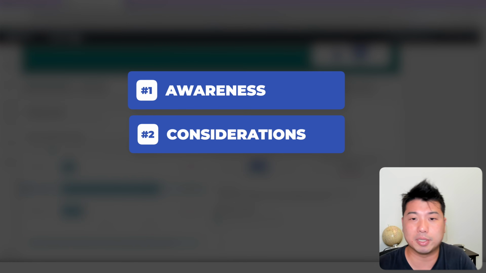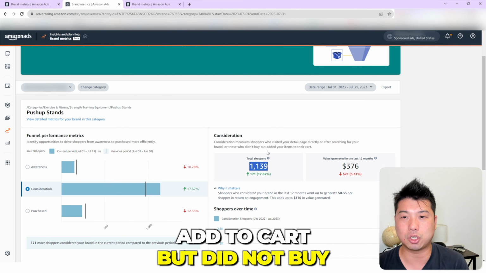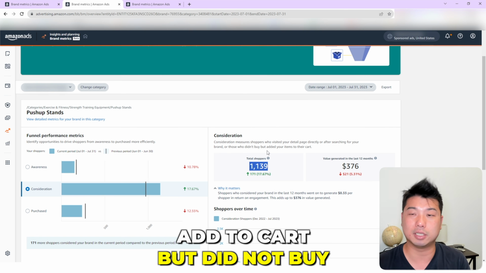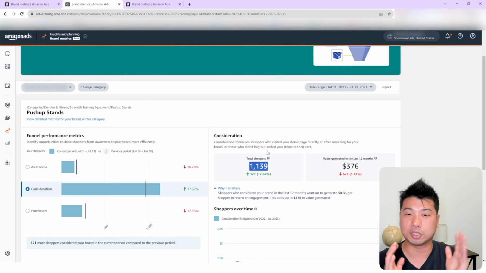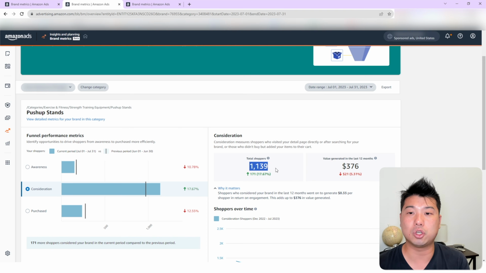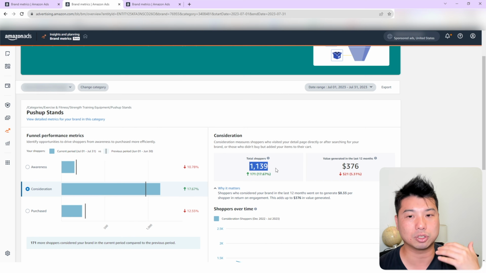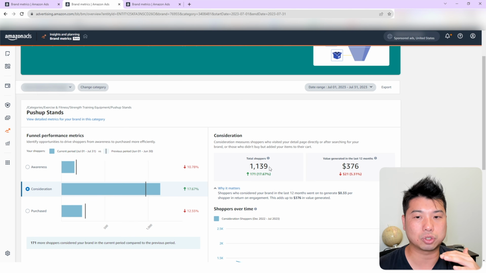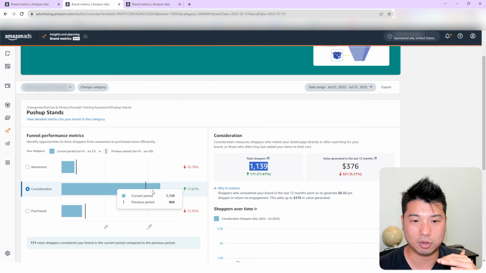And the consideration. Consideration is basically they search for a brand, go to your listing page, add to cart but did not buy. This is what I call consideration. With consideration, you want to increase this number, get more people into your detail page, and then it's a matter of trying to convert them. There are different Amazon PPC campaigns that you could use to decrease this number, to get more of the people in consideration down into the bottom of the funnel here, right?